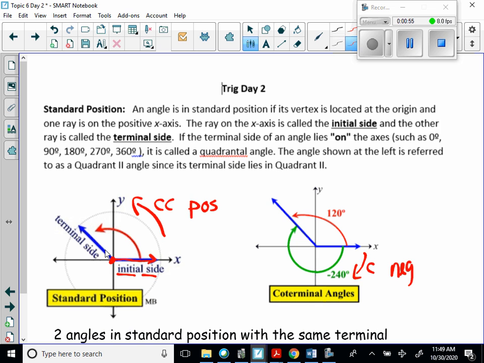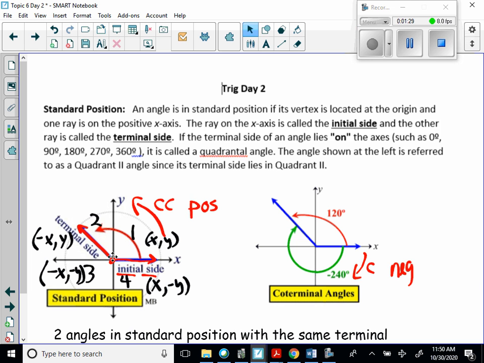Now the terminal side is where the angle stops. And so we know that this is quadrant 1, this is quadrant 2, this is quadrant 3, this is quadrant 4. That's going to matter because when we do these angle values, X and Y will be positive in the first quadrant. X will be negative in the second quadrant, but Y will be positive. In the third quadrant, they will both be negative. And in the fourth quadrant, the X will be positive, but the Y will be negative. So this changes the value of the angle or its location.